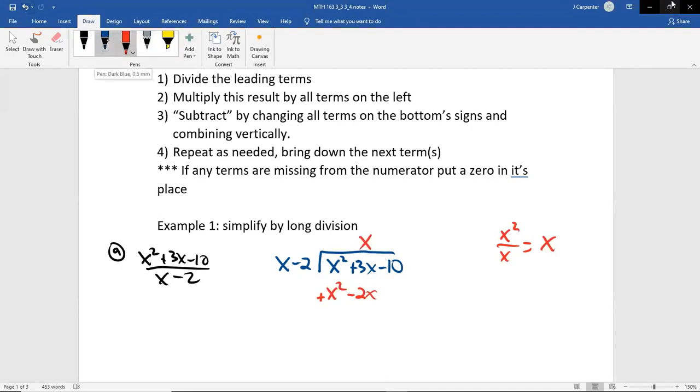So then you change the sign. Change all terms on the bottom signs. You're not changing anything here or here, you're just changing what I have in red. So this becomes a negative x squared and a positive 2x. All negatives become positives, positives become negatives. And then you just combine vertically.